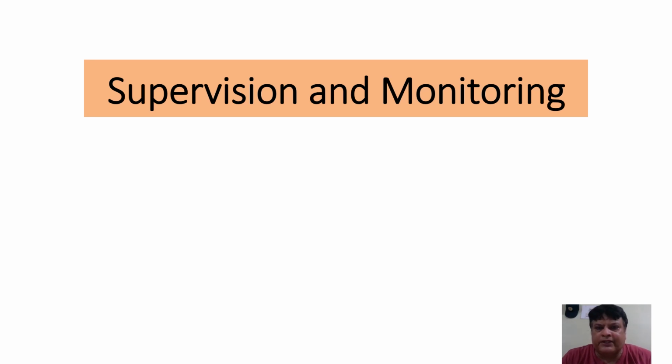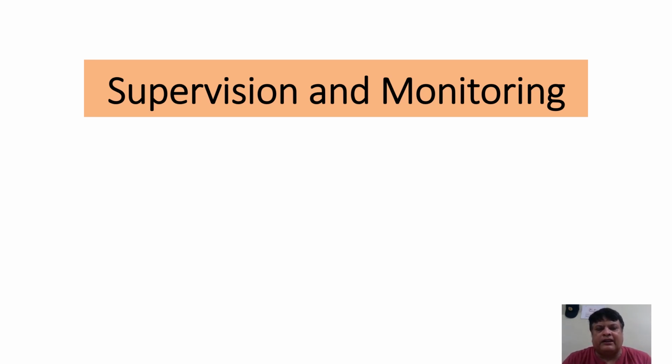Discussing supervision and monitoring. So what is supervision and monitoring all about? To begin with, though people interchangeably use the words supervision and monitoring, both are different in their meaning, context, and the intended benefits out of that.